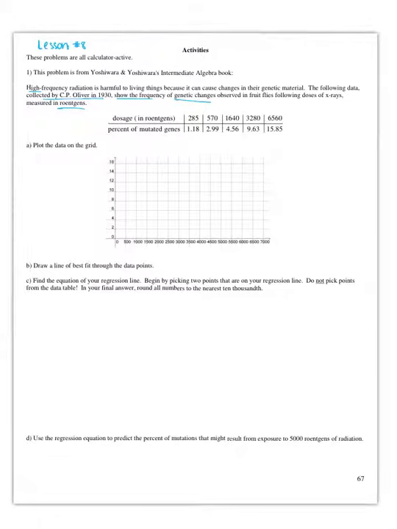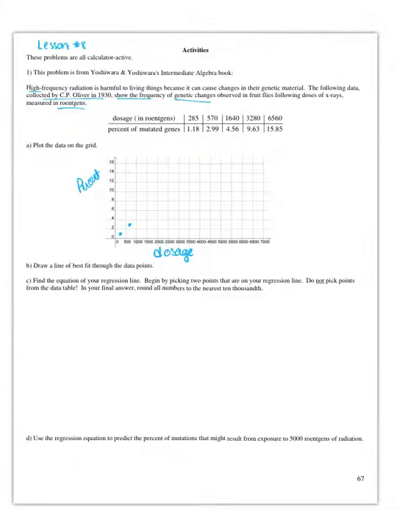So we've got a data table, and we're going to plot the data on the grid to make a scatter plot. I typically find it useful to label my axes. So we're going to plot each of the following points as carefully as we can. And then we'll be able to see a trend in the data. In this class, we're looking for a linear trend.